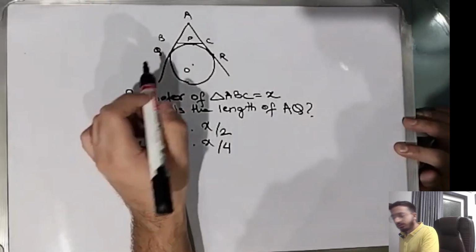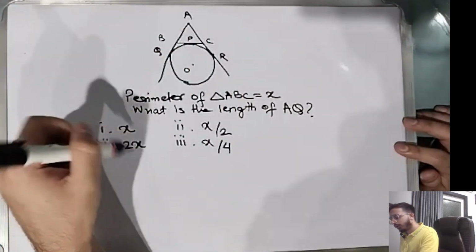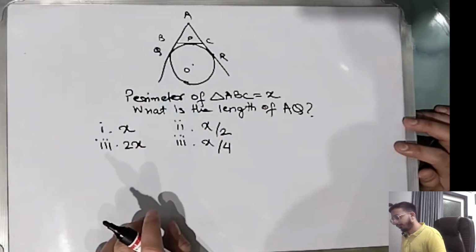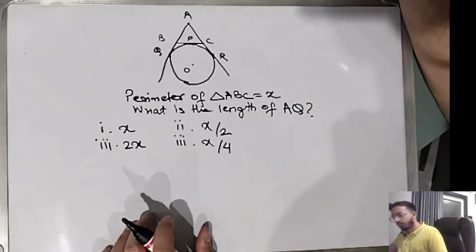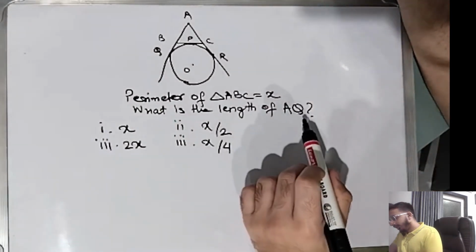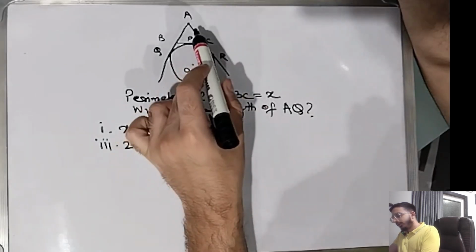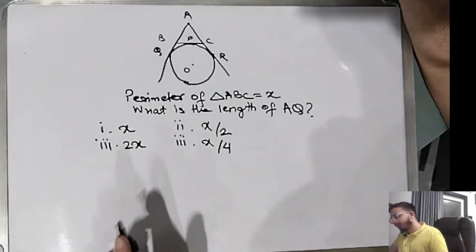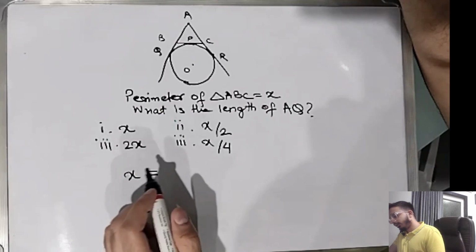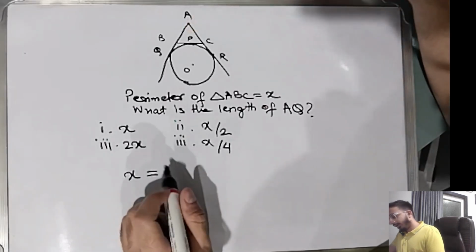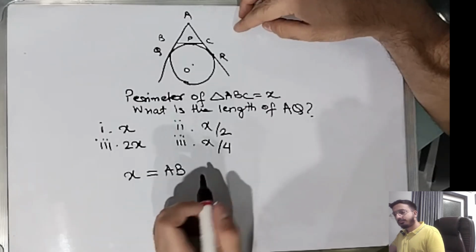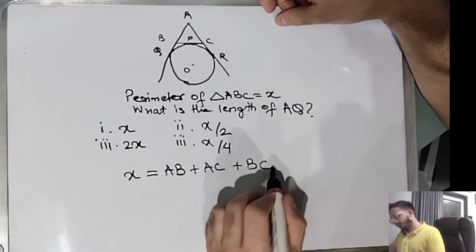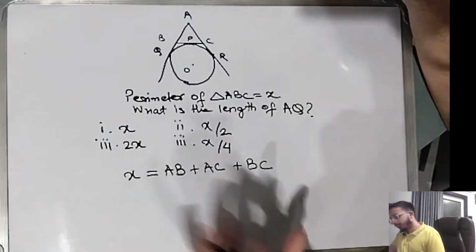Okay, now just going by the diagram, I don't think you can guess which one should be the right answer, right? We'll have to do some rough calculations or rough workings. Now we have to find the length of AQ in terms of the perimeter of the triangle ABC, which is given as X. Okay, so let us just write the value of the perimeter in terms of triangle ABC. X is equals to AB plus AC plus BC, right? This is what we have been given.